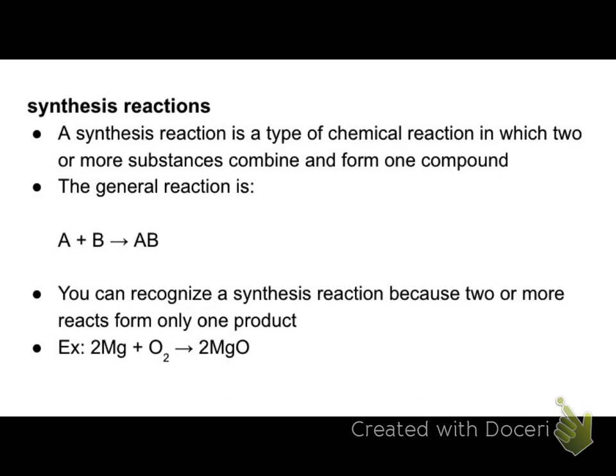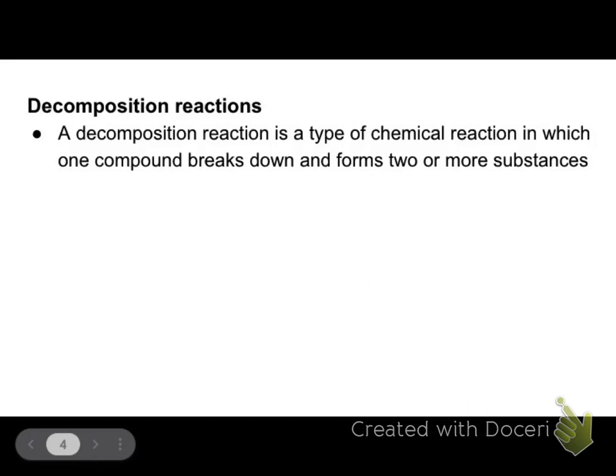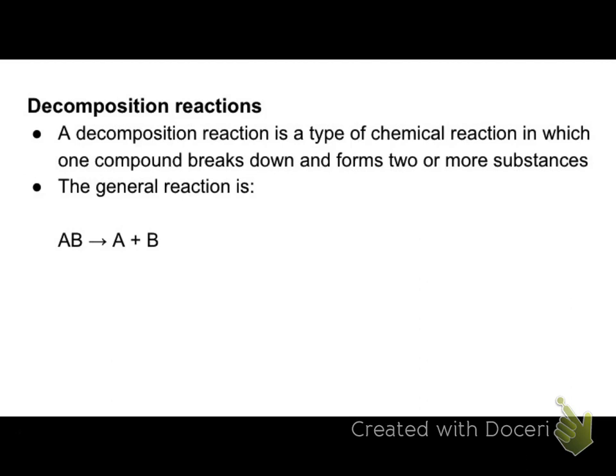The second type of reaction is called a decomposition reaction. Decomposition reactions are essentially the opposite of a synthesis reaction. In a decomposition reaction, you have 1 complex compound and it breaks down into 2 or more simple substances. So, like I said, essentially the opposite of a synthesis reaction. The general reaction looks like compound AB breaking down into elements A and B.